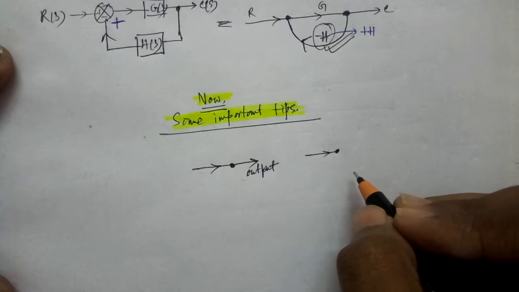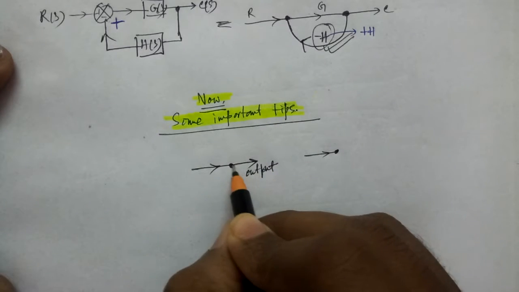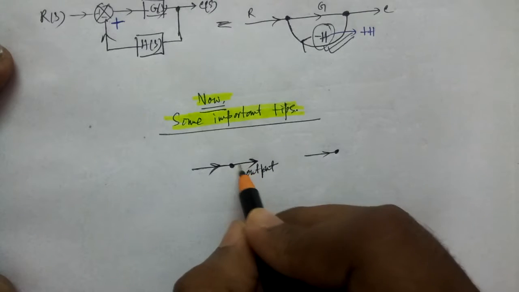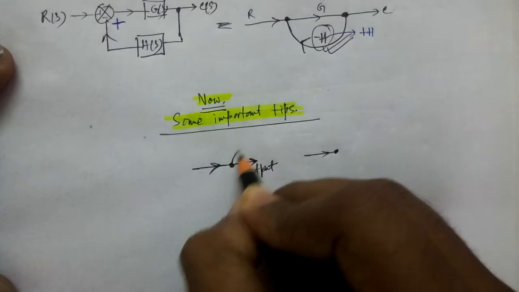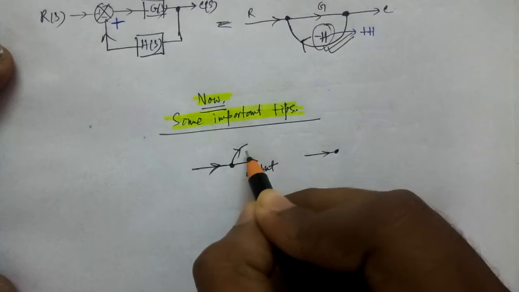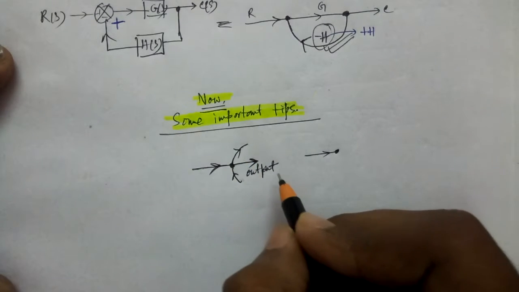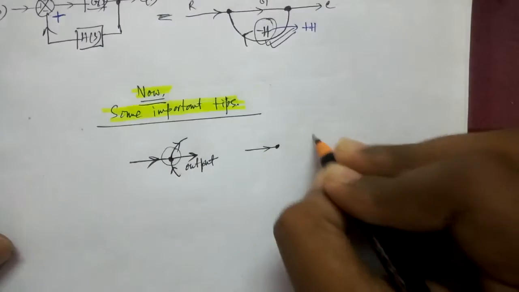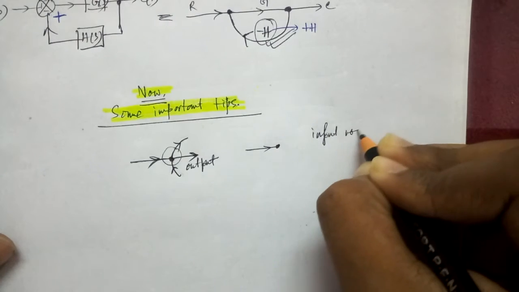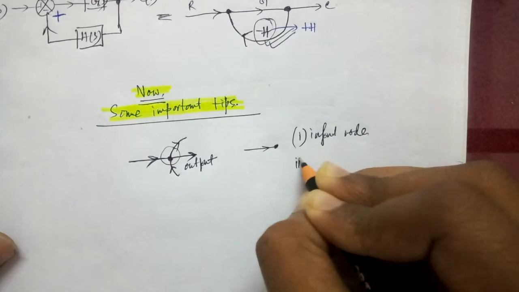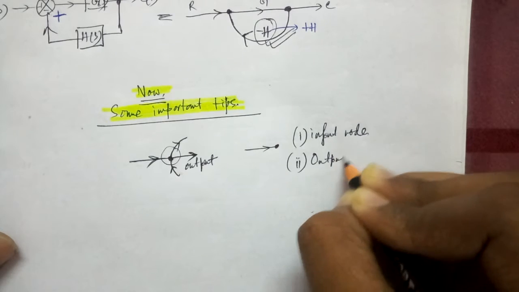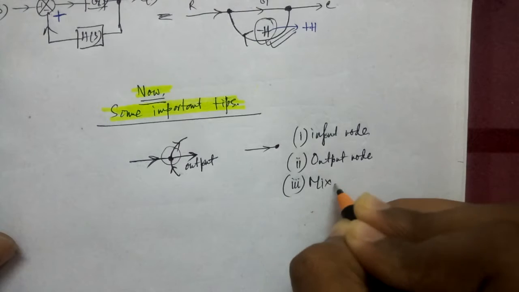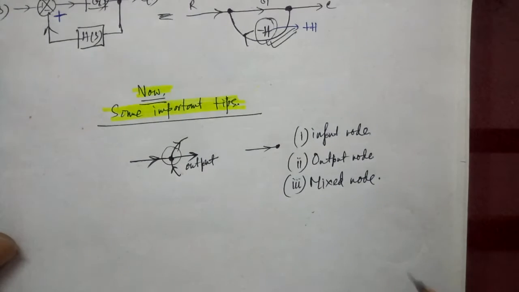And now here I have drawn output and input all together, means it is acting as mixed node. And this can be like this also, here an output, here an input is coming, hence this is mixed node. Means there are three types of nodes. One is input node, second one is output node, and third one is mixed node.